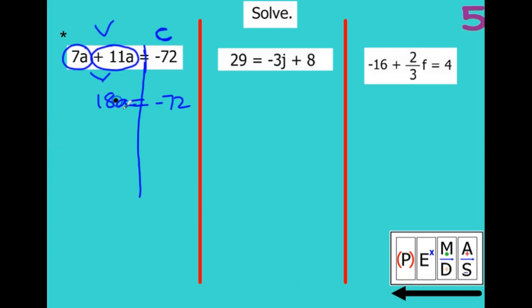So all we have to do is get rid of that multiply by 18. The opposite would be divide by 18. That makes 1. So negative 72 divided by 18. If I plug that in my calculator, it should give me a negative 4.